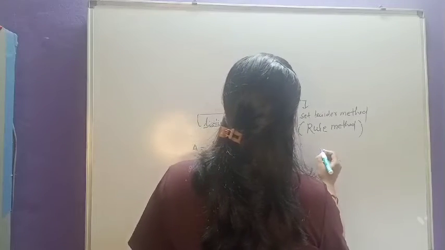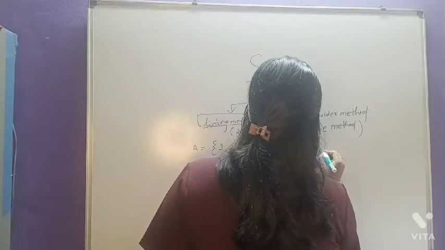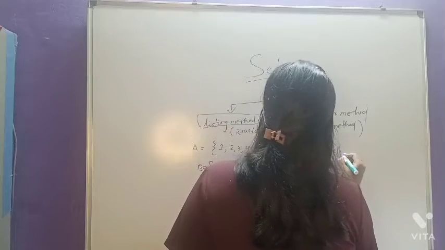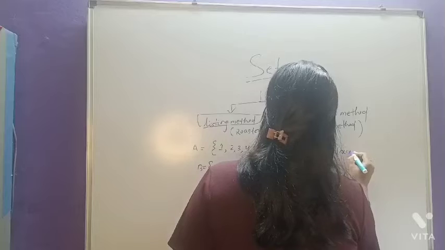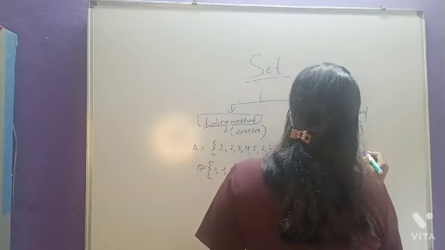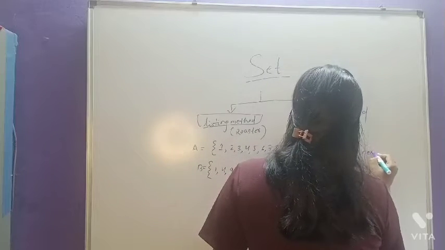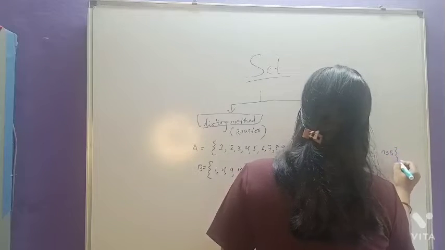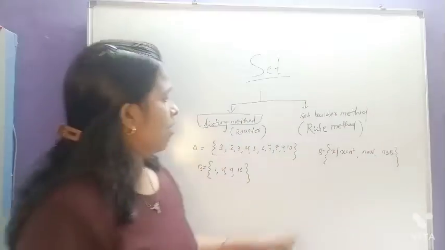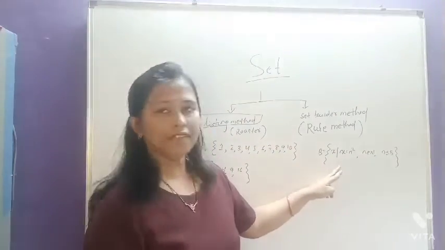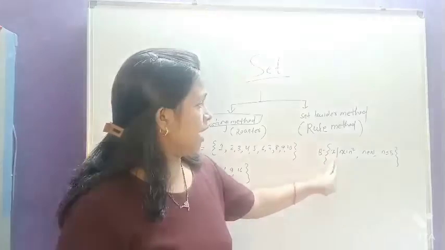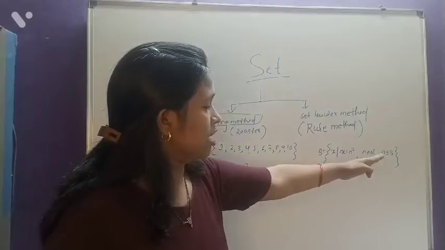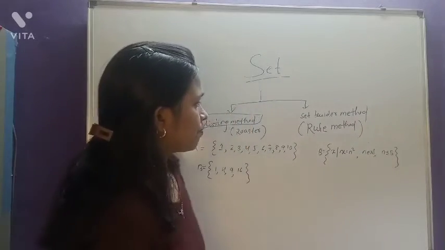Suppose I am writing one set B, x such that x is equal to n square, n belongs to set of natural numbers and n less than equal to 5. So how can I write this? You have to understand this first. What is x? What is this sign? What is n? And all the things, n less than equal to 5.